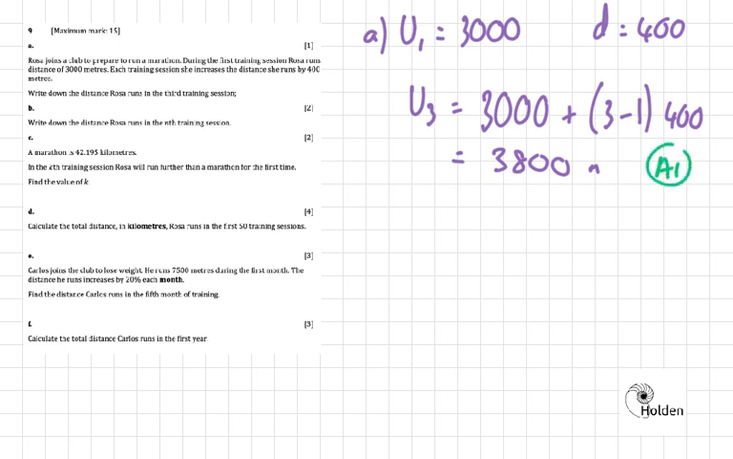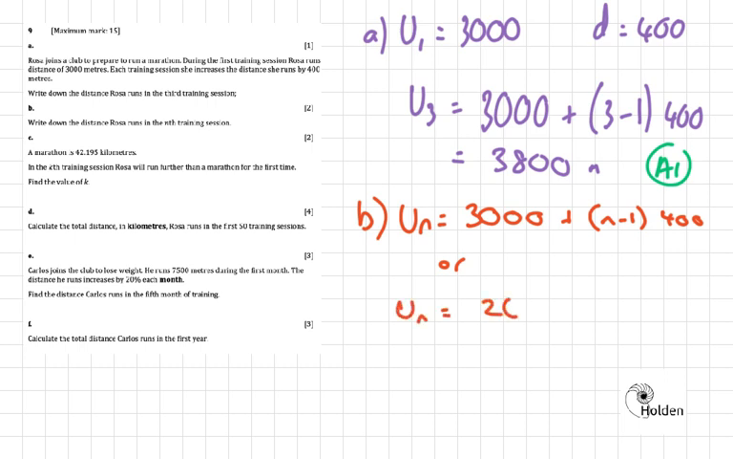Okay, let's go for B. B, write down the distance she runs in the nth training session. Okay, so we've just really answered that as part of that question. So in the nth session, she runs 3,000 plus n minus 1 times by 400. You could process that a little further if you so desire by expanding your brackets. So that's a perfectly reasonable answer, or you can go for 2,600 plus 400n.